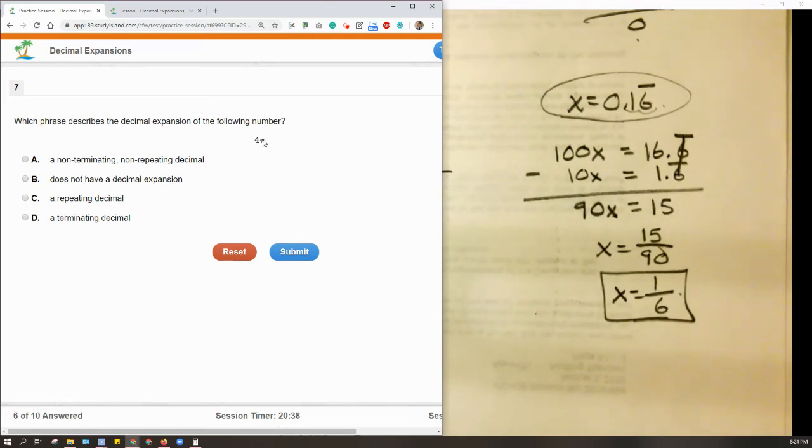So if you multiply a non-terminating, non-repeating number by something else, you're still going to get a non-terminating, non-repeating number. So an irrational number that's multiplied by some other number is still irrational. So A is the answer.